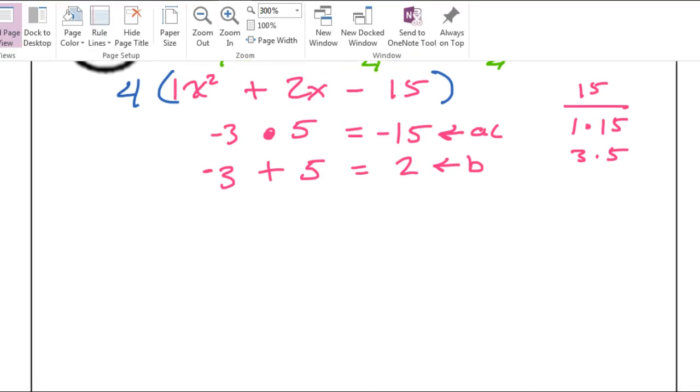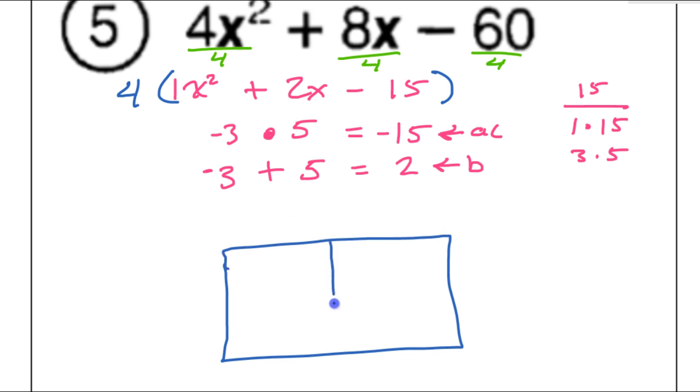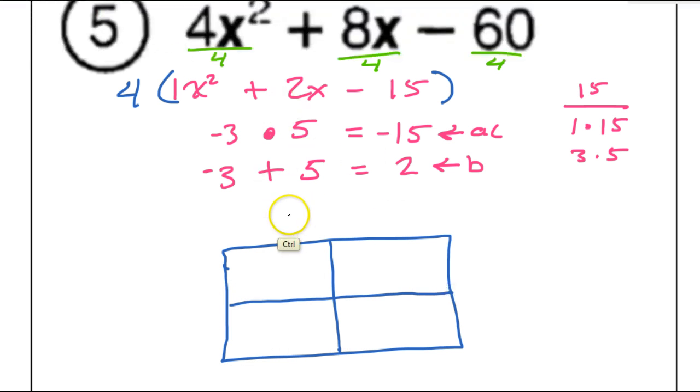So now let's go ahead and set up the box for the box method. So we'll just do something like this. Okay, so the first term always goes in the first box, so I'll have x squared here. The last term always goes in the last box, so I'll have negative 15 here. The other two boxes are going to be filled with the two numbers that we just found. So I'm going to have negative 3 and 5, and these will both be x terms.